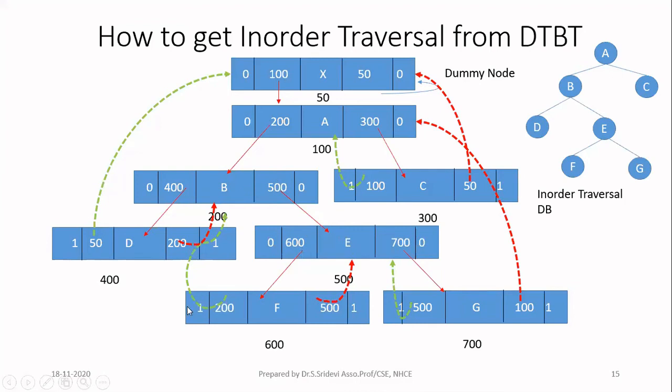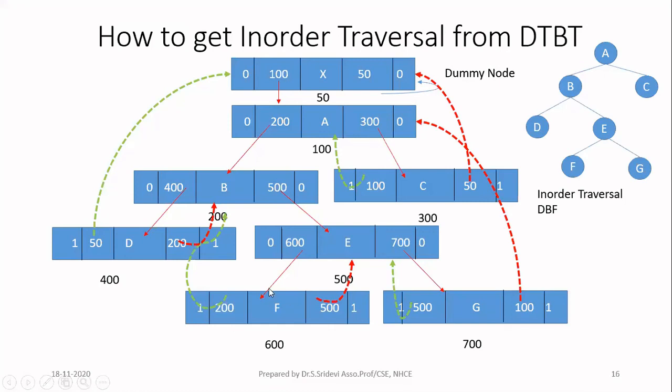In that, I'm checking the left pointer. It is 1. So 1 means it is a thread. Once you reach a thread, that is a leaf node. So you have to print that node also. I am printing F. Now in my output, I am getting F.